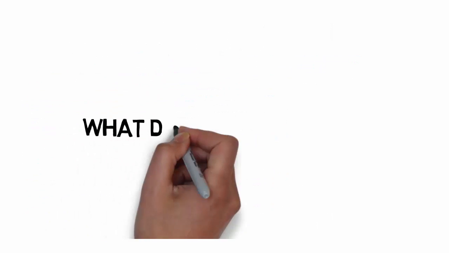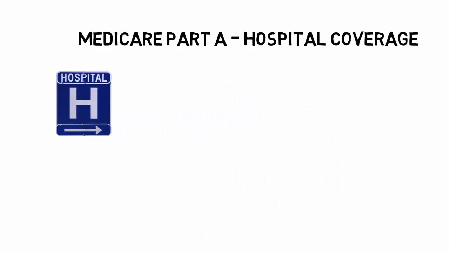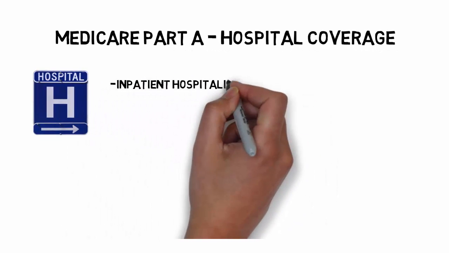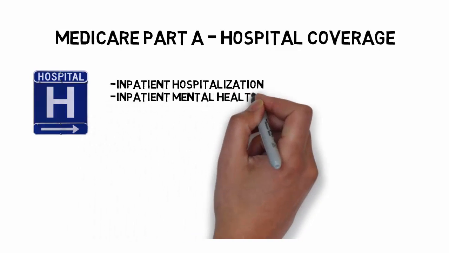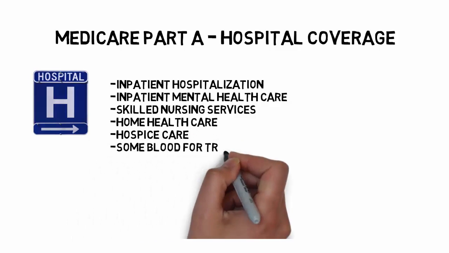So another big question is, what does Medicare pay? Well, again, Medicare Part A is what they call your hospital coverage. It covers inpatient hospitalization, inpatient mental health care, skilled nursing care, home health care, hospice care, and some blood transfusions during inpatient care. This table shows what Medicare Part A pays and what you pay.